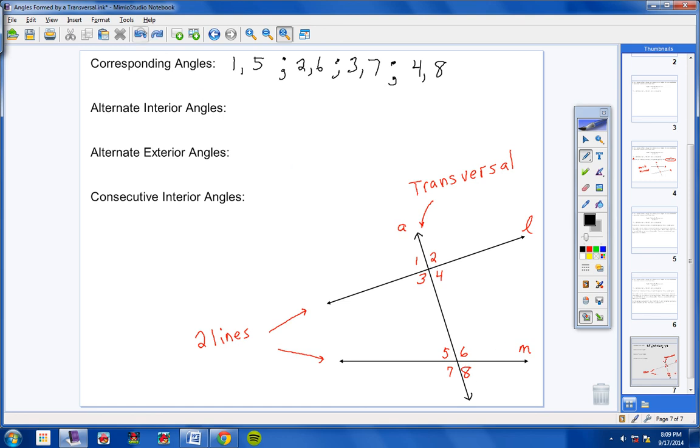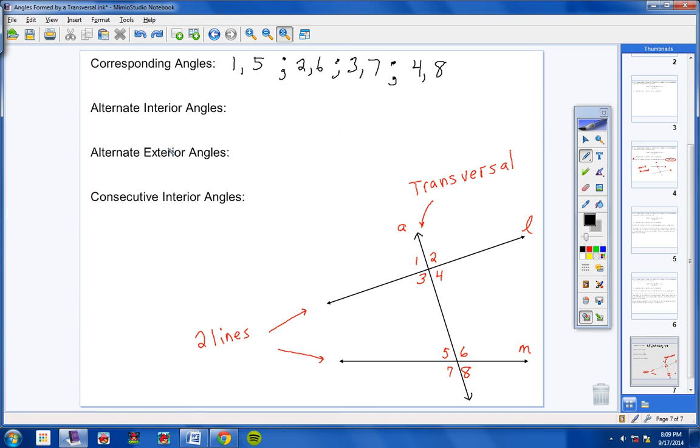So instead of giving you word definitions for these, I really don't think that would be a smart thing to do. I'm just going to give you a diagram and label these for you and tell you to really be able to find these without any hesitation or any slowness at all, okay?